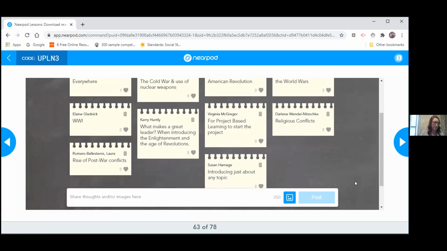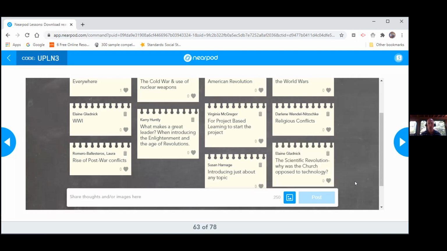Love some of these ideas you guys have here. Yep, there's one, and there's an inquiry on the American Revolution: Was it avoidable? That's a really good question. I don't know if I would do that one in 7th grade, only because of the more world focus. If we could find a way to connect the two together, I think it would be better. It's still a good inquiry. Why was the church opposed to technology, the scientific revolution? Yes, that's a great idea.